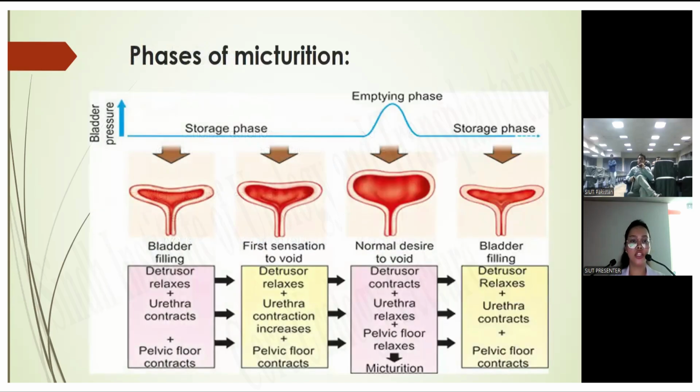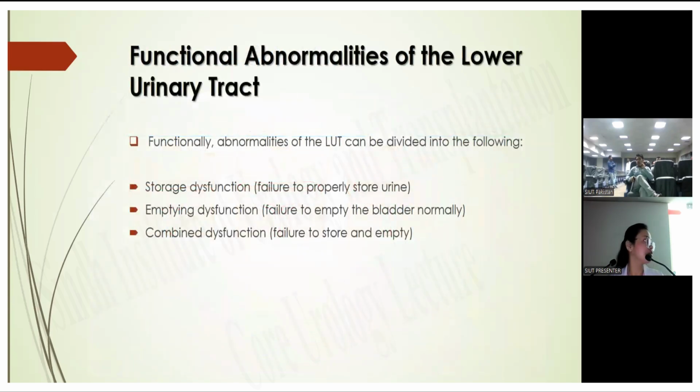These are the phases of micturition. As Dr. Sama said, the function of the bladder is to store and evacuate urine. So in the storage phase, there is the bladder filling phase in which the detrusor muscle should relax and the urethra and pelvic floor muscles should contract. While the patient has first sensation, the detrusor is still relaxed, but urethral contraction increases, while the pelvic floor is still in contraction, so that leakage could not occur. Incontinence could not occur. On emptying, when the patient has a normal desire to void, the detrusor muscle contracts and the urethra and pelvic floor muscles relax, and that results in micturition. And then again, the storage and bladder filling phase starts. So that is the normal physiology, what normally happens.